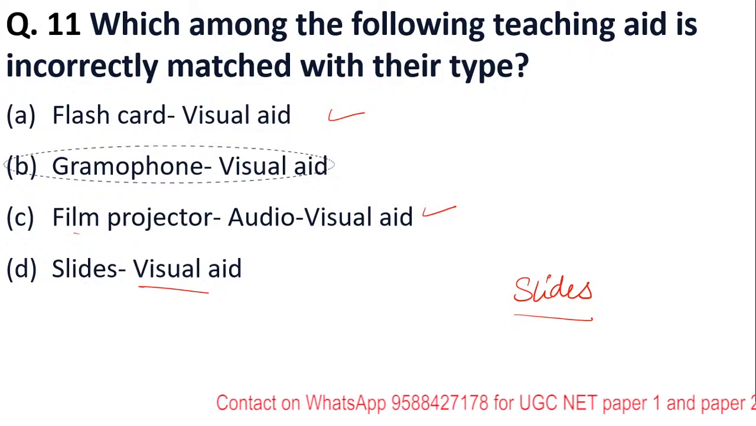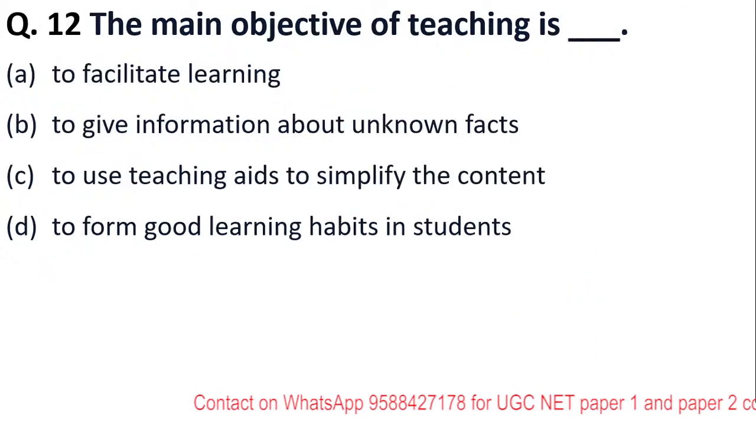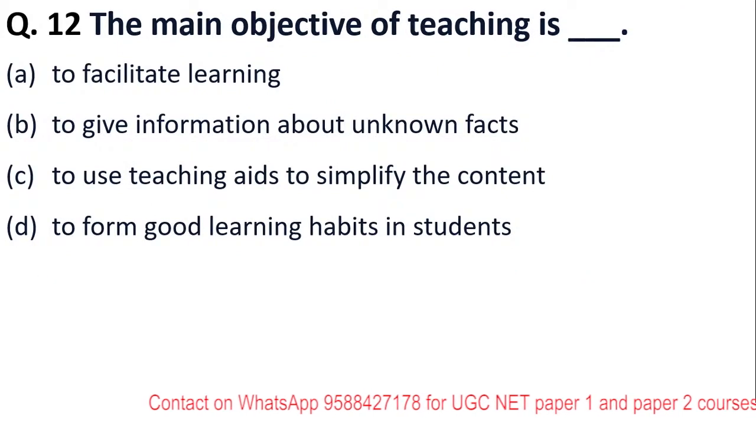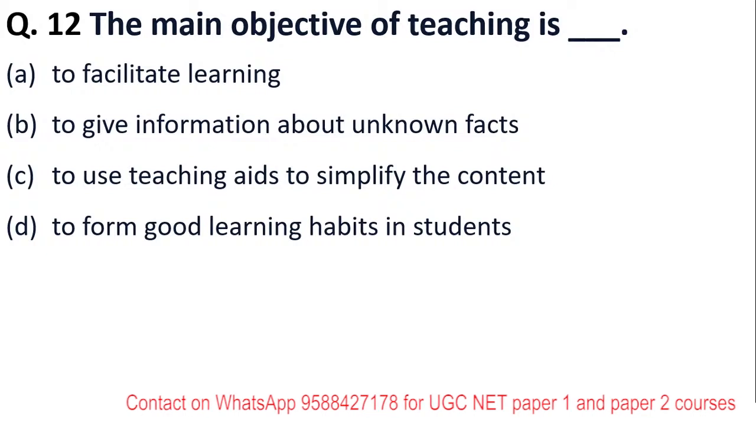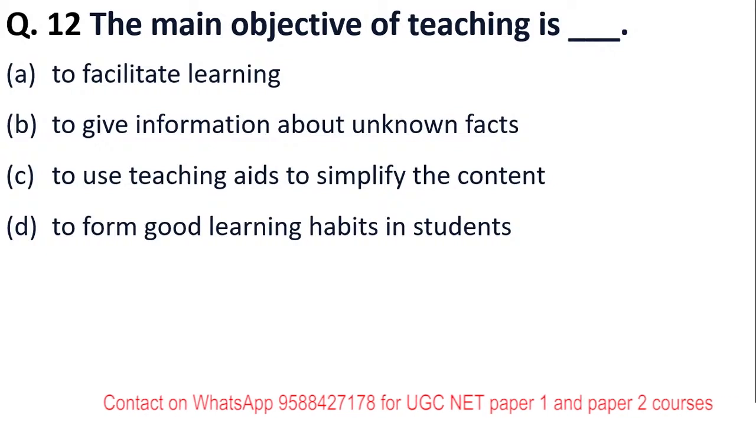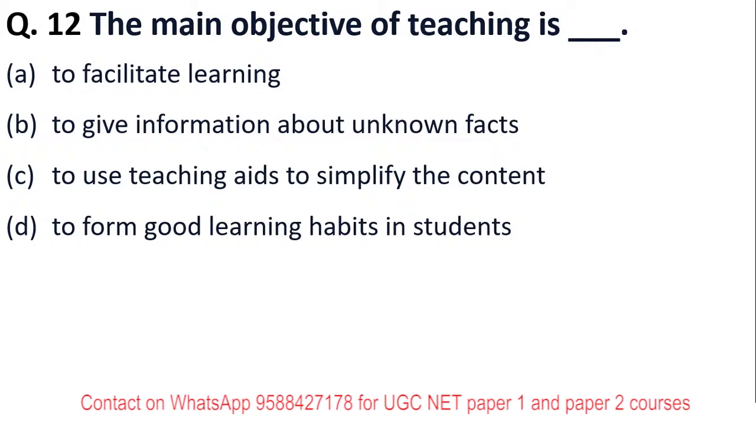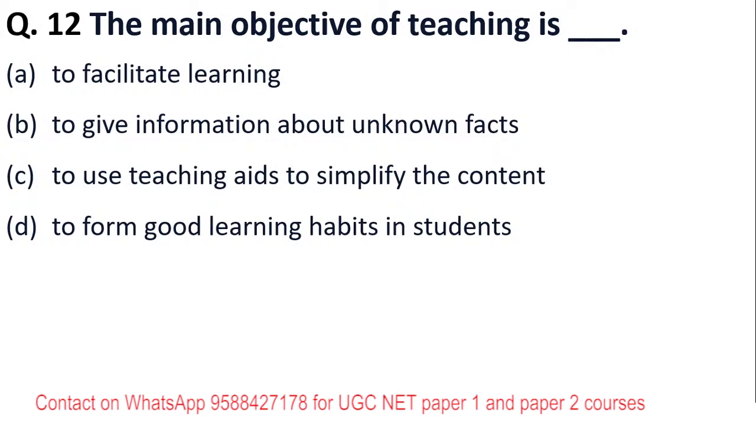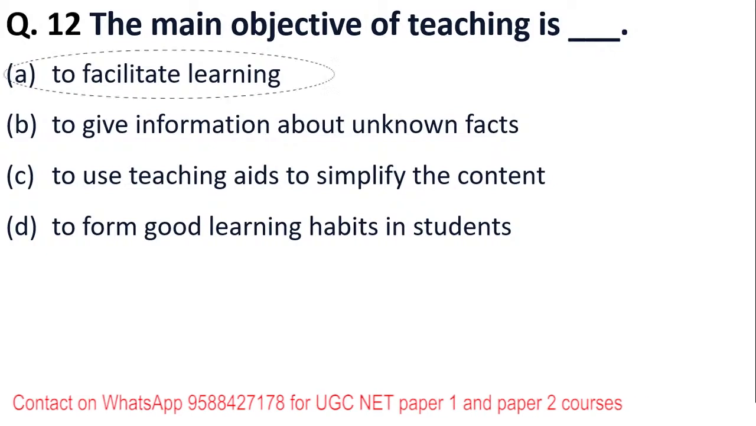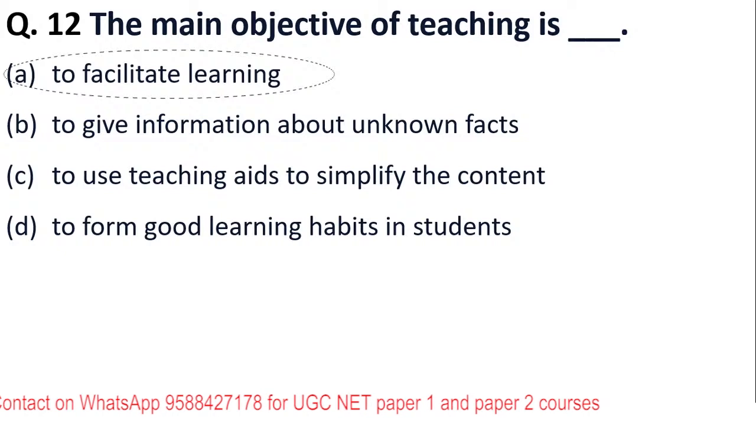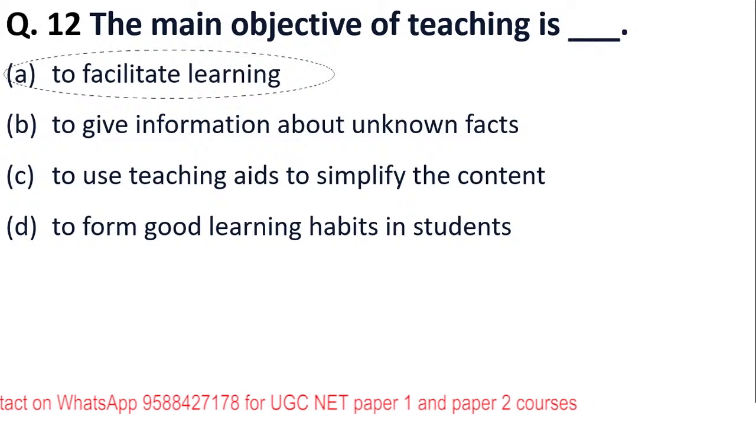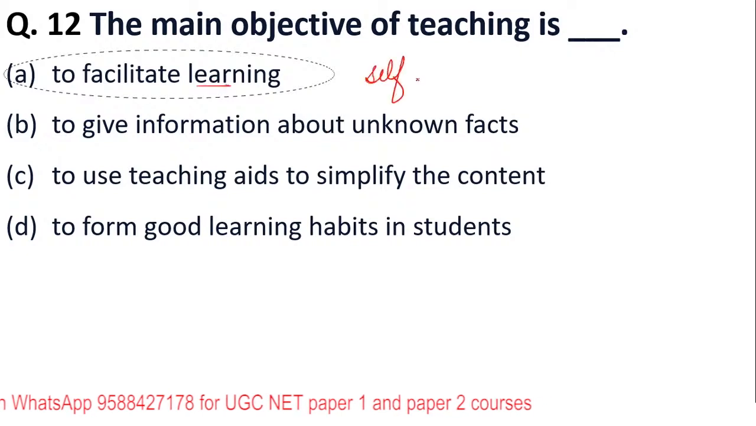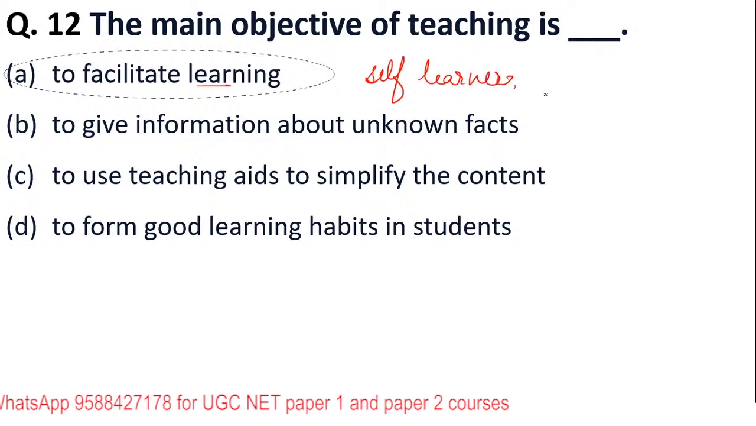You should know about teaching aids for your paper 1. What is the main aim of teaching? To facilitate learning, to give information about unknown facts, to use teaching aids to simplify the content, or to form good learning habits. The main objective of teaching is to facilitate learning. If the teacher is able to make a student a self learner, then the teacher is a good teacher.